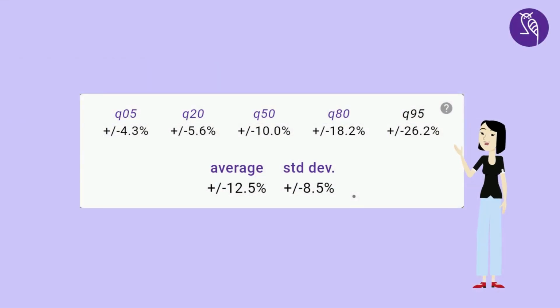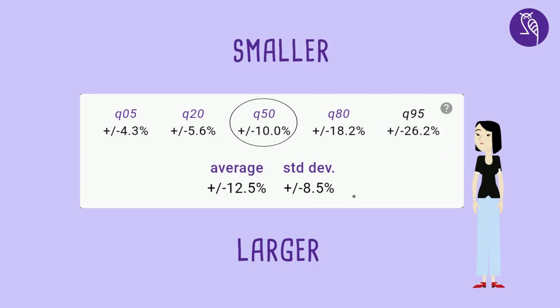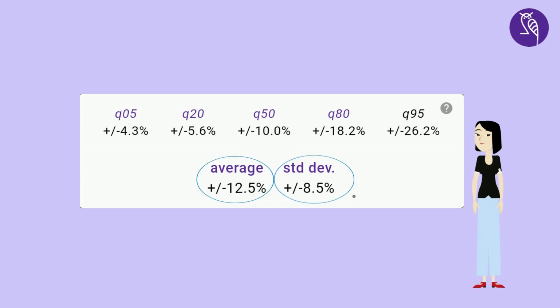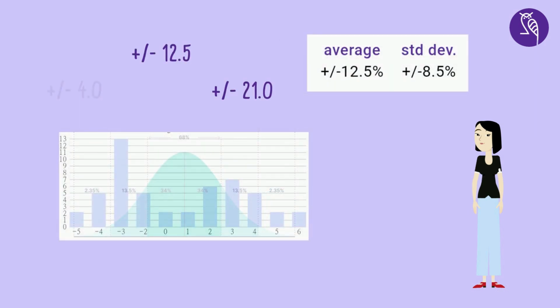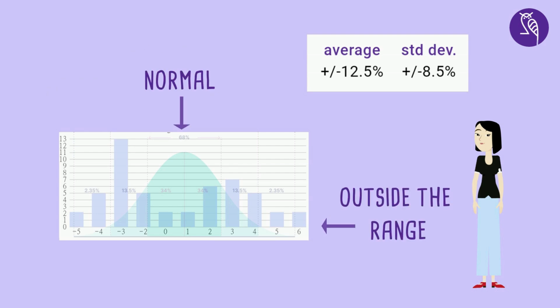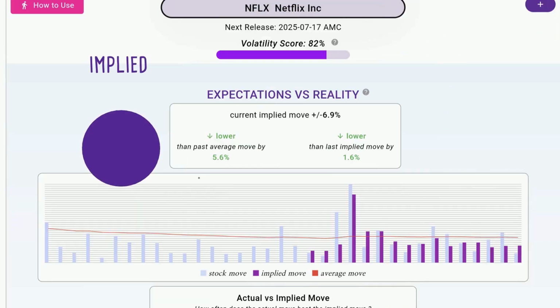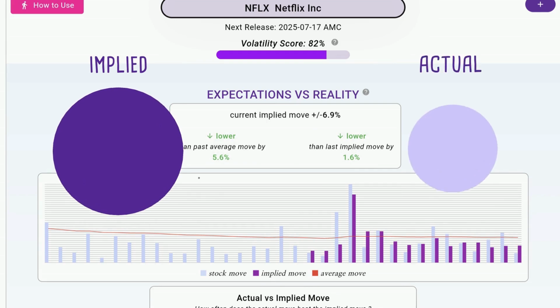You'll also see quantiles, which show how the moves are spread. For example, 20% of past moves fall below the 20th percentile. The 50th percentile, or the median, marks the midpoint. Half the moves were smaller, half were larger. We also show the average move and its standard deviation, which gives you a sense of a typical range. Most moves fall between one standard deviation above and below the average, so you can see what's normal and what's outside the range.